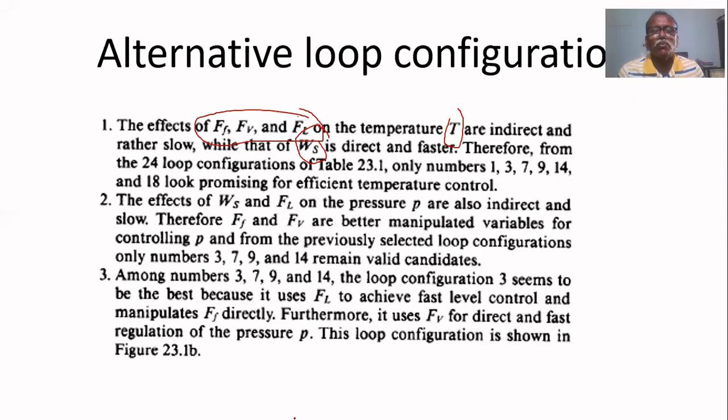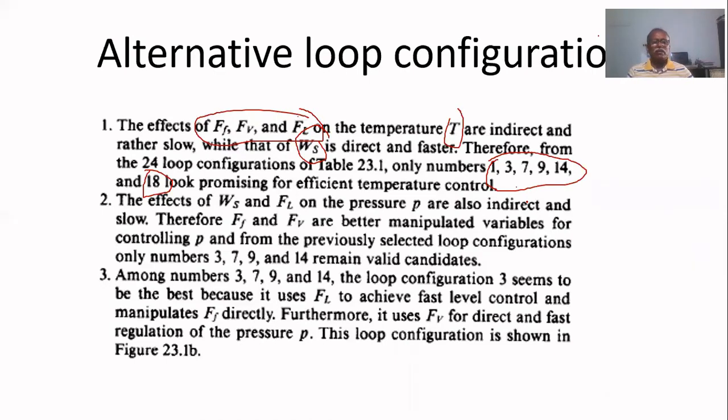Therefore, from 24 loop configurations, only 1, 3, 7, 9, 14, and 18 look promising for efficient temperature control. If you consider temperature control, only these are promising.